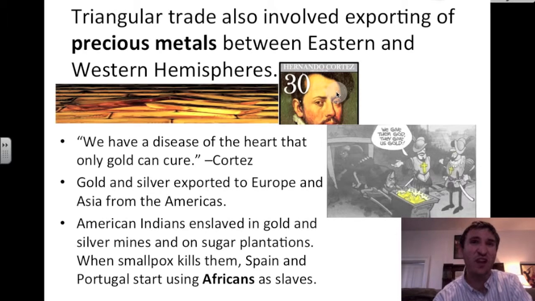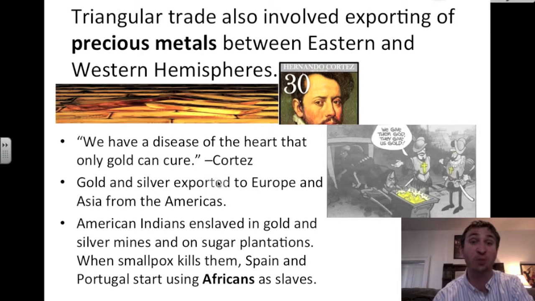The triangular trade also involved exporting precious metals between the eastern and western hemispheres. Now, Hernando Cortés, one of the Spanish explorers, was an example of an explorer who wanted gold by any means necessary. This is what he said in his journal. We, the Spanish explorers, have a disease of the heart that only gold can cure.